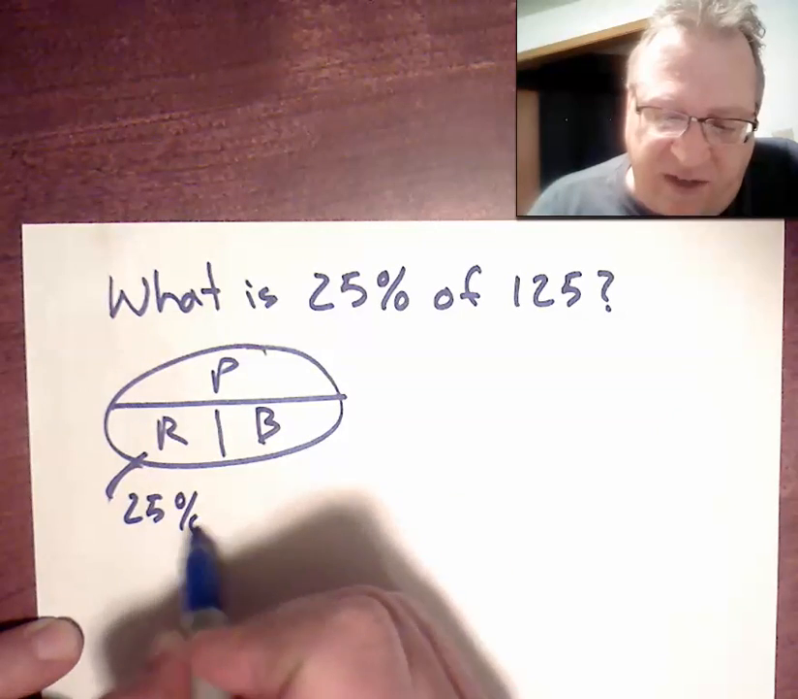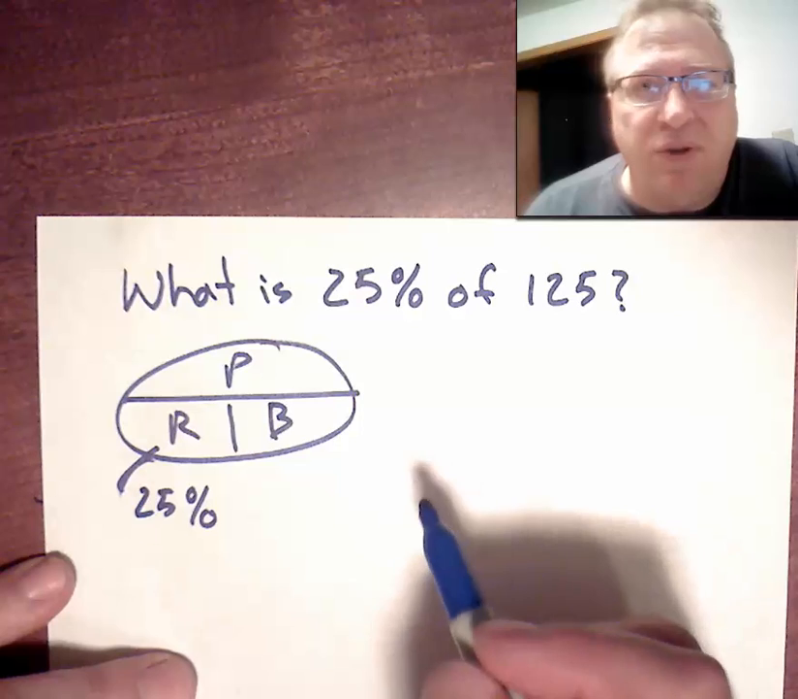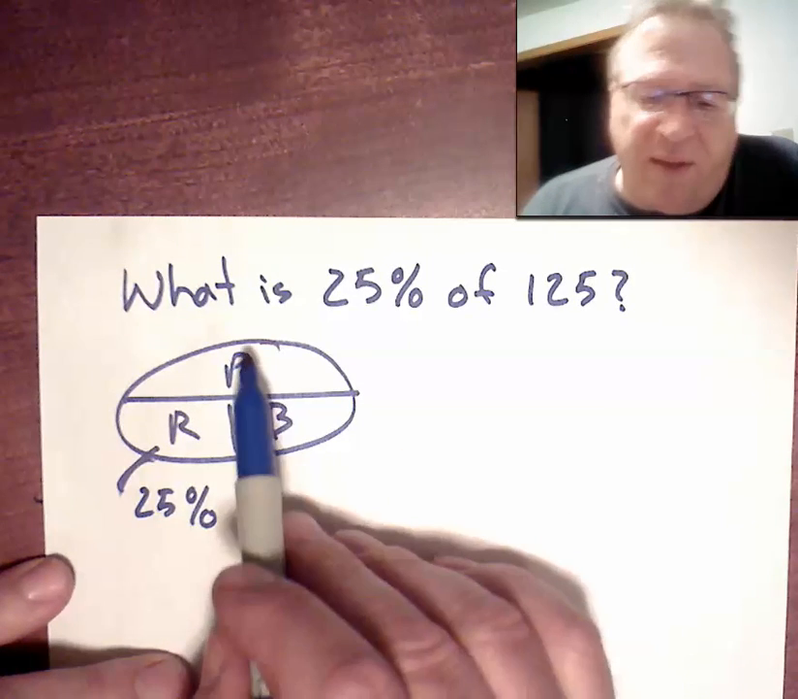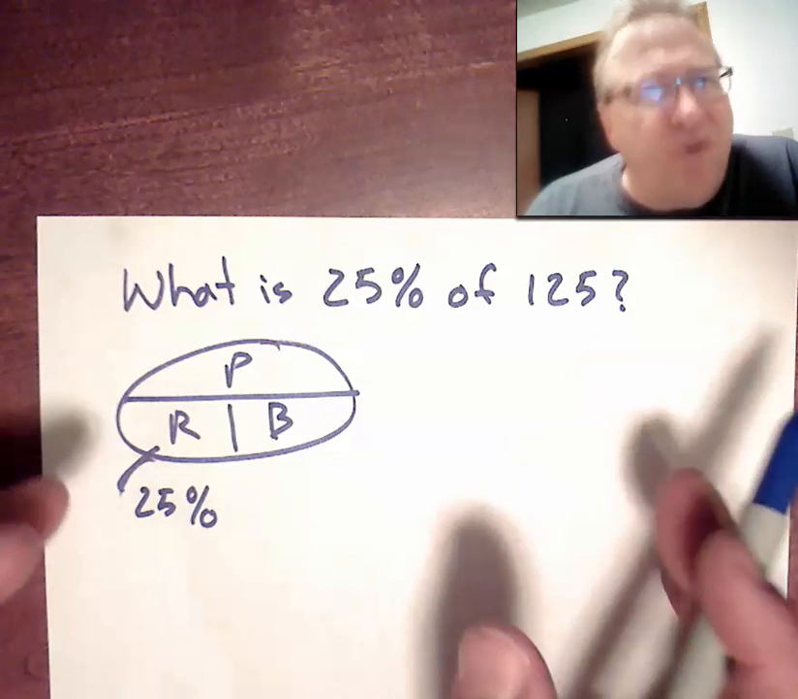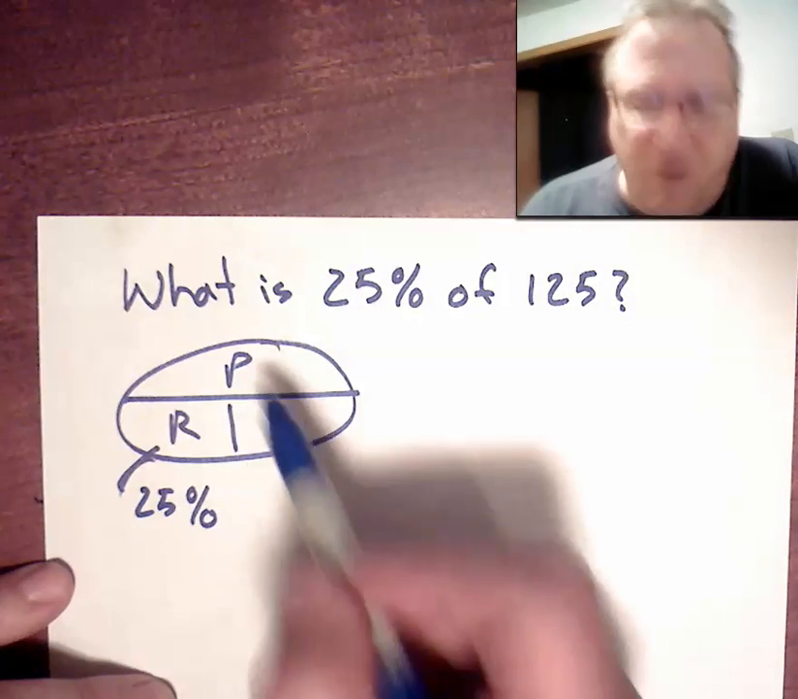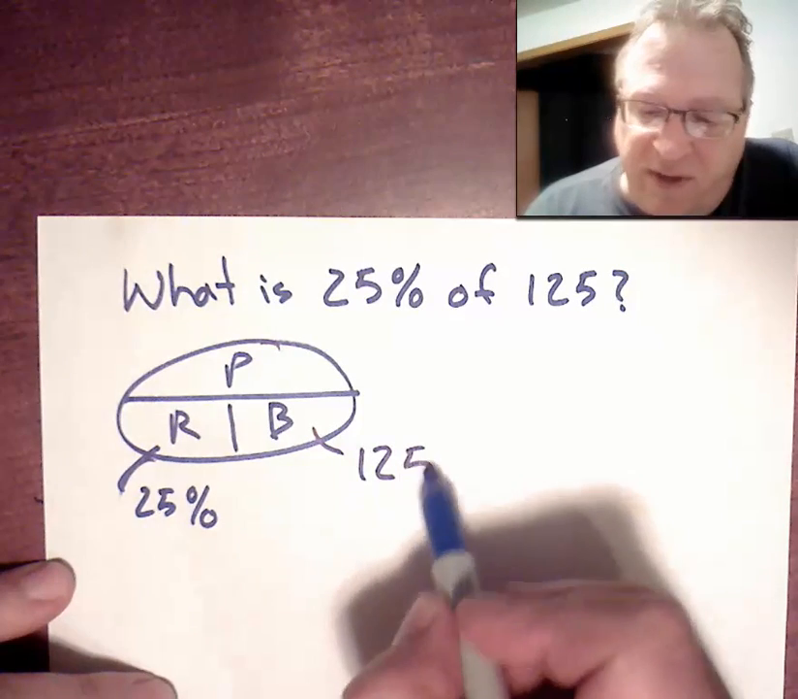That's 25%. But here's the trickiest part of all these problems. Which is the portion and which is the base? Well, if you think about this one, they want 25% of something. They want a portion, a part of it. Well, we're looking for the portion, that tells us. So the base has got to be 125.